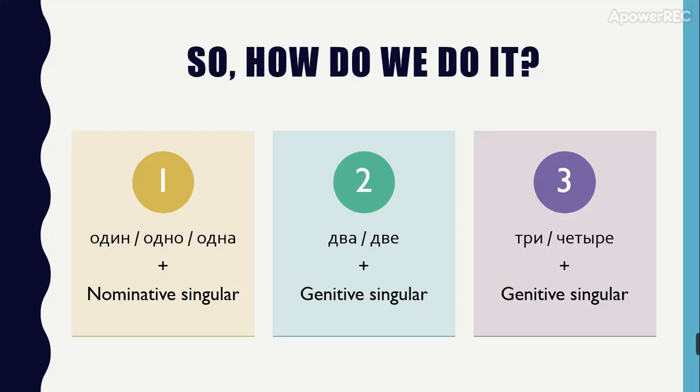So, let's review. If you have one object, you need to look at its gender and use the proper word for one. Один, одно, or одна, and use the object in nominative singular. If you have two objects, you have two options. Две, which is for feminine nouns, and два, which is for masculine and neuter. And you need to put the object in genitive singular. With 3 and 4, we have only one form. 3, 4, no matter what the gender of the object is. And with them, you need to use genitive singular too.